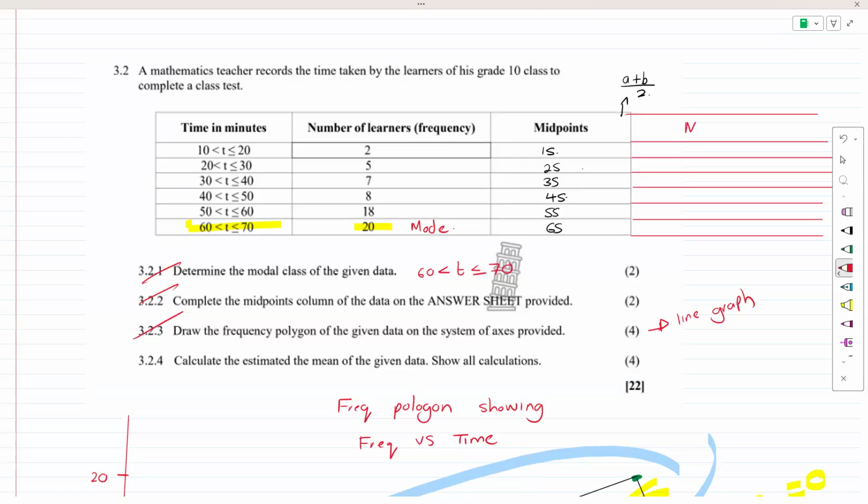Okay, this is midpoint times frequency. Guys, all we have to do is take the midpoint and multiply by the frequency. So it'll be 2 times 15 is 30.